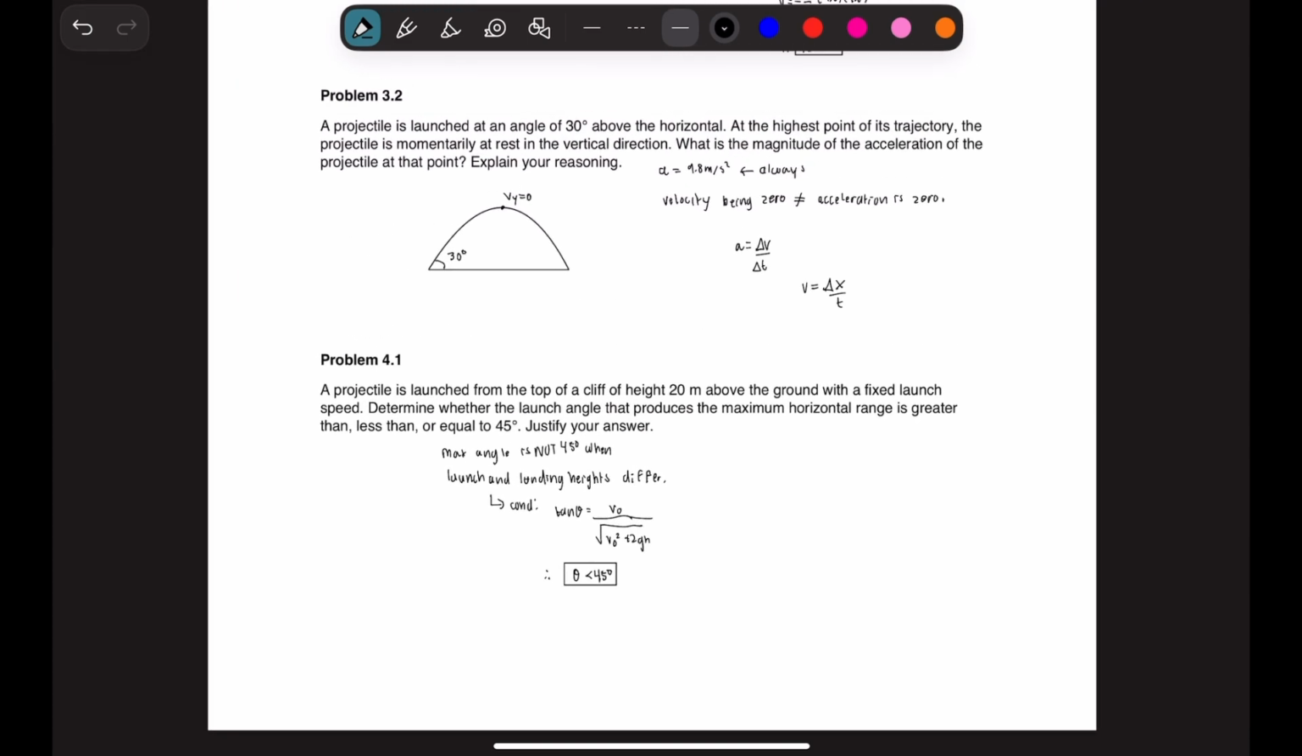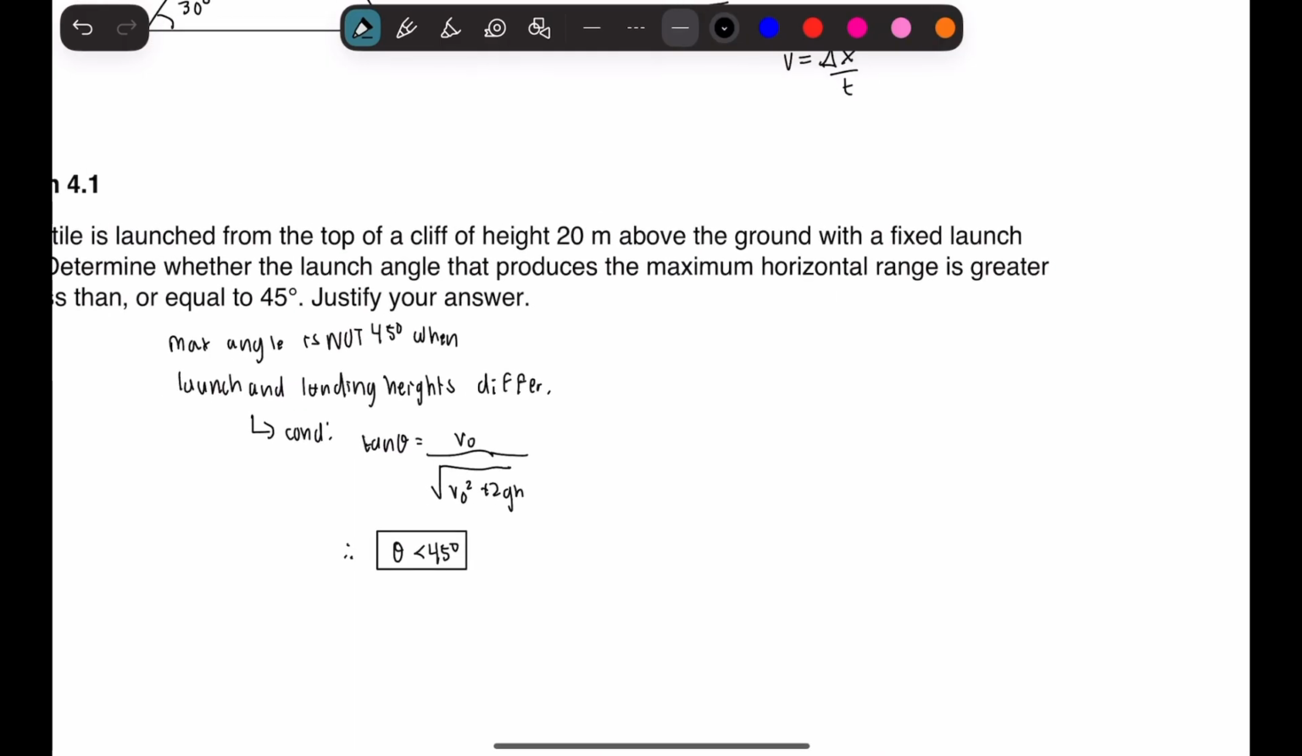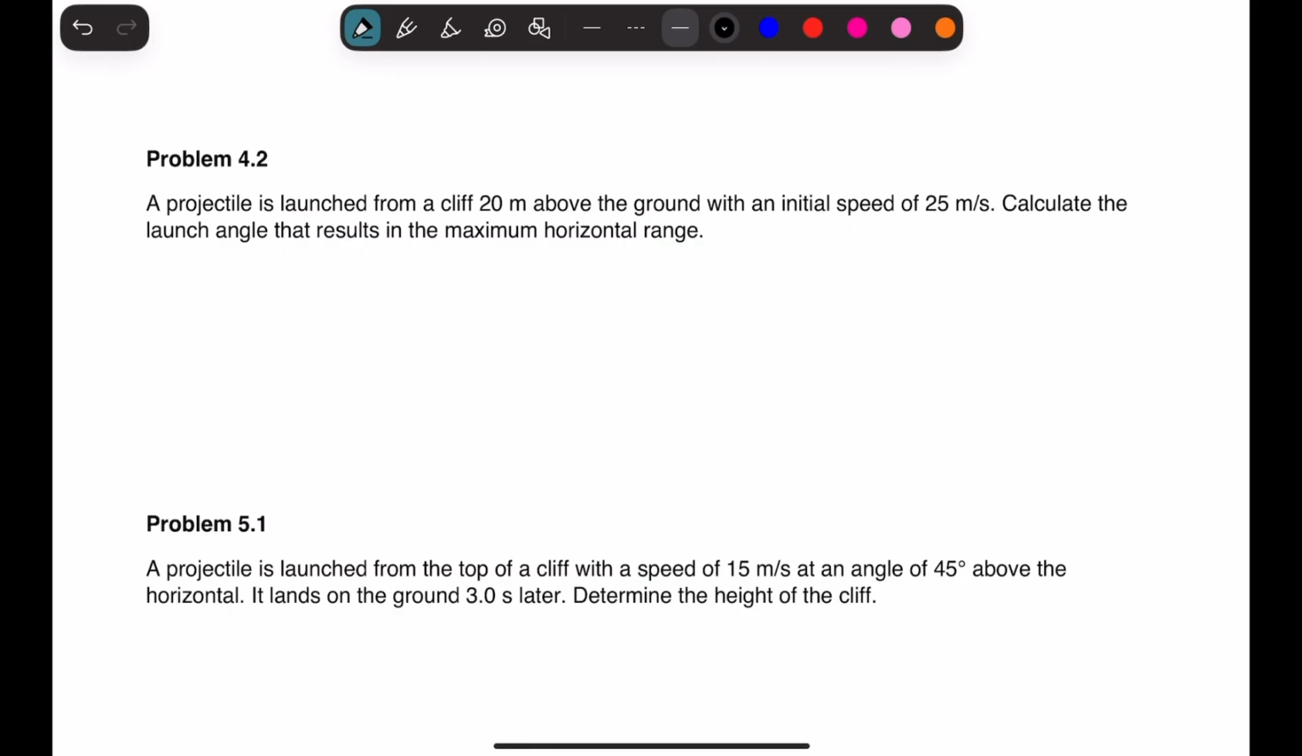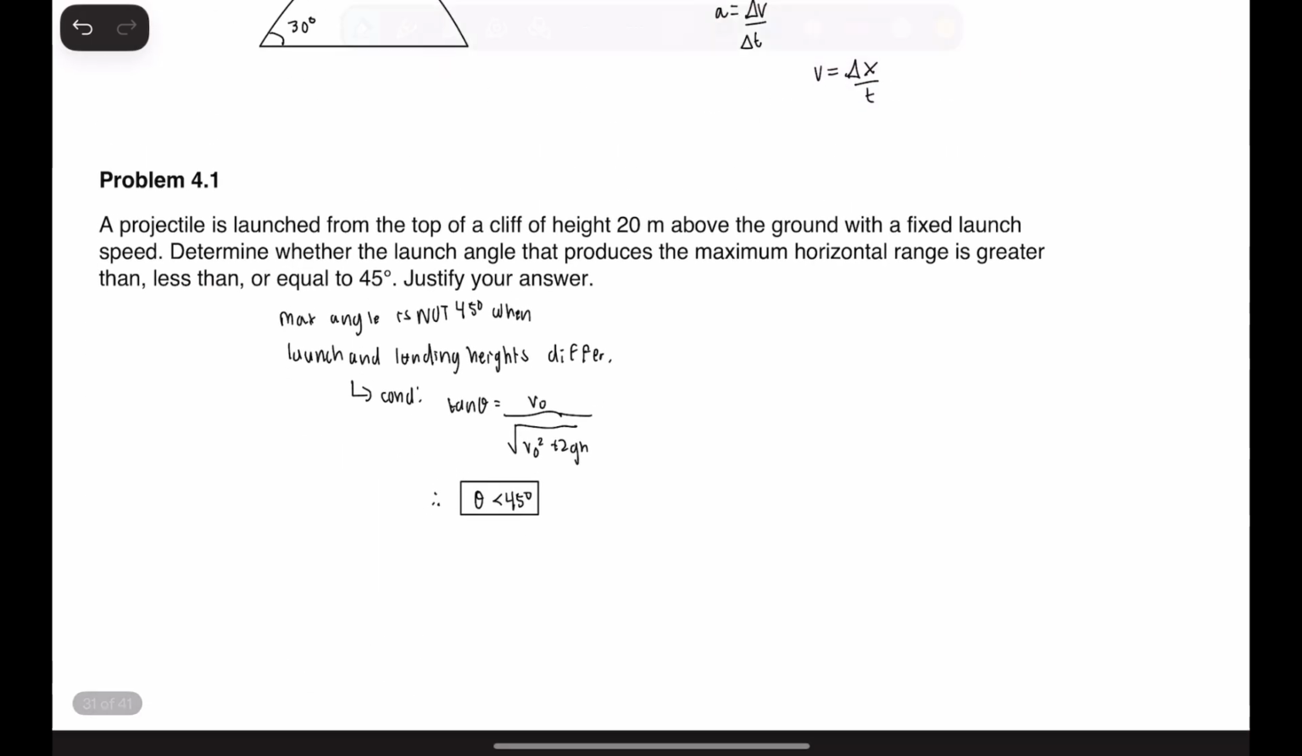Now, let's see here. A projectile is launched from a cliff 20 meters above the ground with an initial speed of 25 meters per second. Calculate the launch angle that results in the maximum horizontal range. So, v initial is 25 meters per second, and your height is going to be 20 meters. And because of this, we can write tangent of theta is equal to tangent inverse. This is our formula over here. Might as well just copy that over.